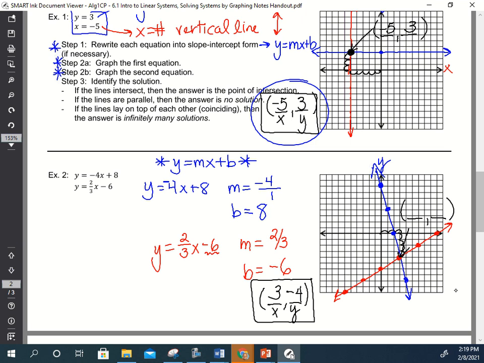Most of the equations you all going to get are going to land exactly. Now, those of you that don't have graph paper, that might be an issue.